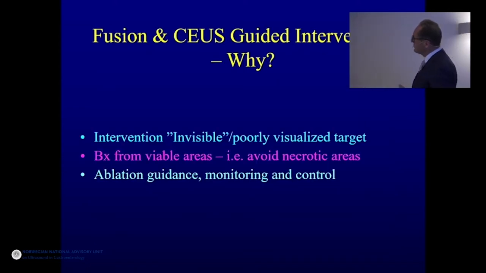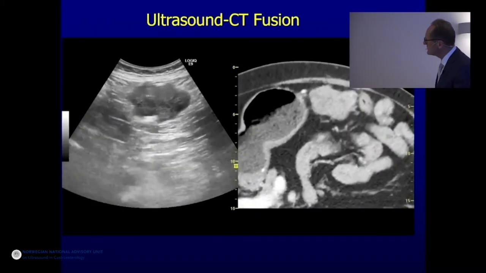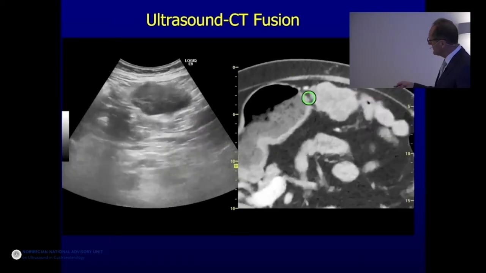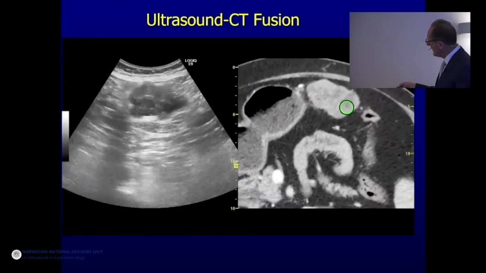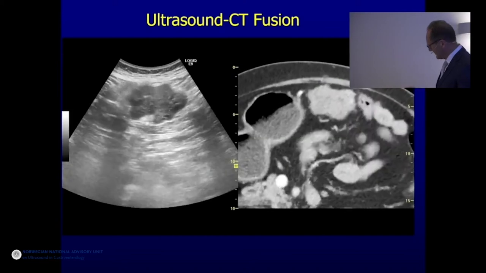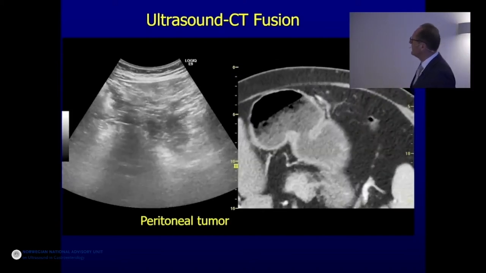Another indication could be biopsy from viable areas. Why is that? To avoid necrotic areas, because if we take a biopsy from necrosis, we will not get the diagnosis. So here is a fusion CT ultrasound. You see a lesion here. Well, you don't know where it is on the ultrasound, but on the CT you can see it's close to the stomach and a lot of bowel around, and the mass is sitting close up here. So it's a peritoneal mass, a tumor.